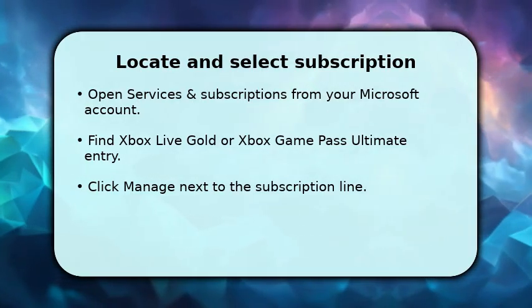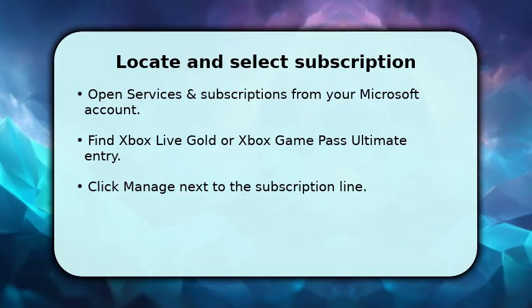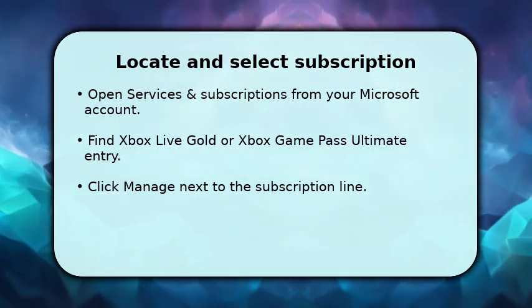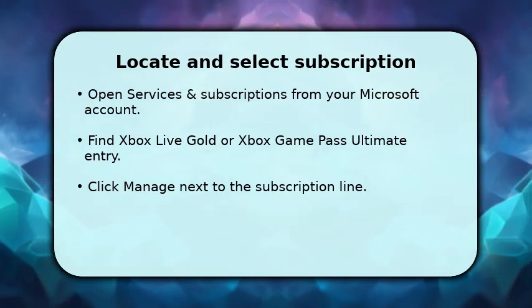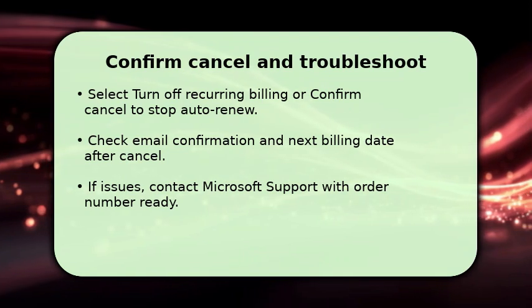If offered a prorated refund or credits, read the details. They vary by payment method and region, so make a clear choice before confirming. Finish by confirming the cancellation. You should select Turn off recurring billing or Confirm Cancel so you won't be charged at the next cycle.